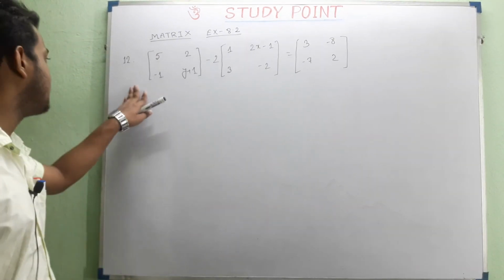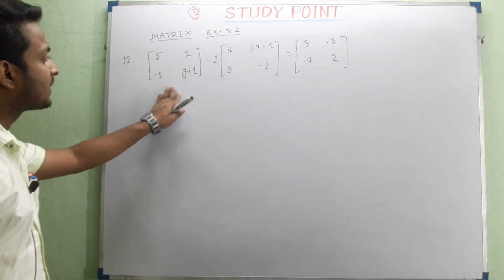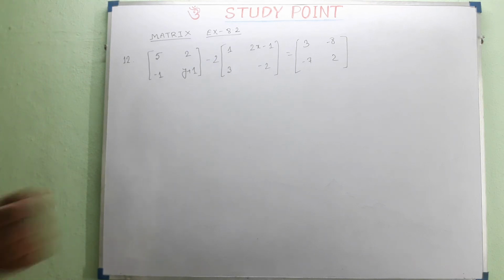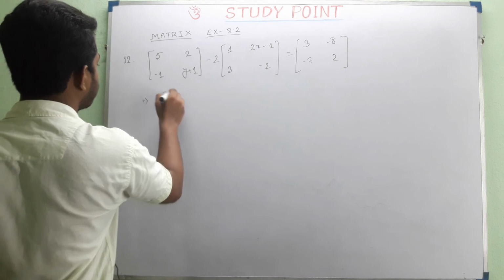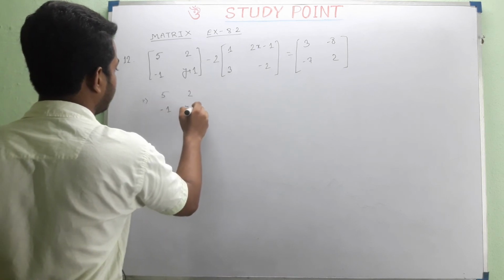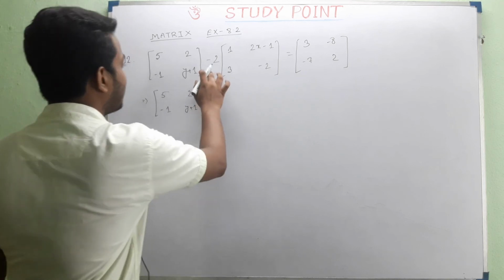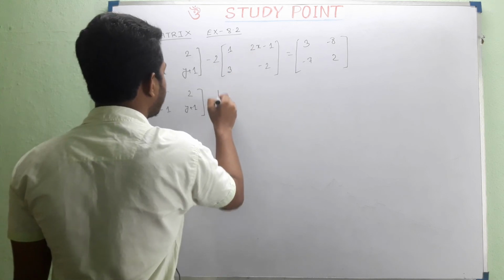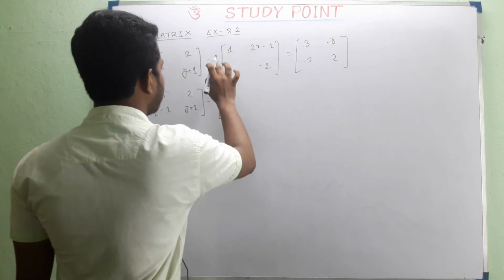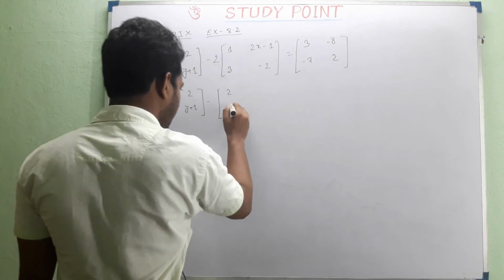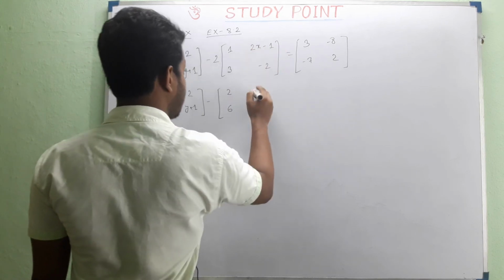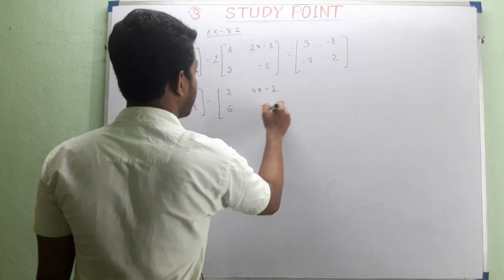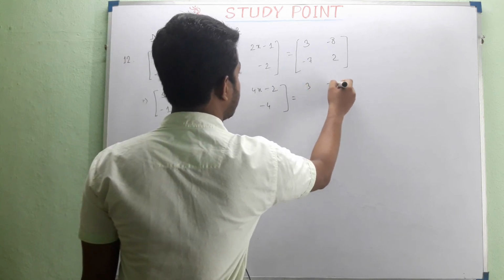Now our next one is question number 12. This relation is given and by using this relation we have to find the value of x and y. How to solve? You just see that this 2 is multiplied with this entire matrix, meaning 2 will be multiplied with each and every element of this matrix. Now 2 into 1 is 2, 2 into 3 is 6, 2 into 2 is 4x, minus 2 into 1 is 2, 2 into 2 is minus 4, that is equal to this one.